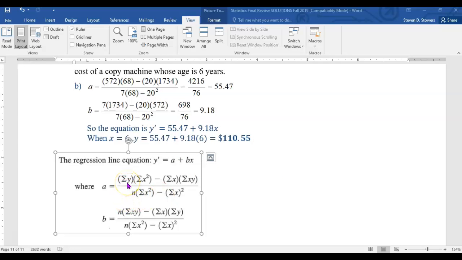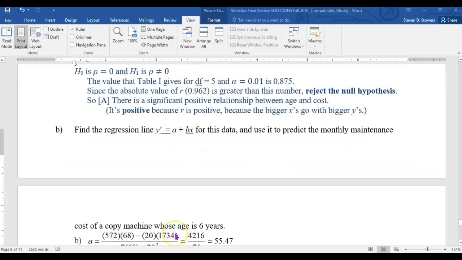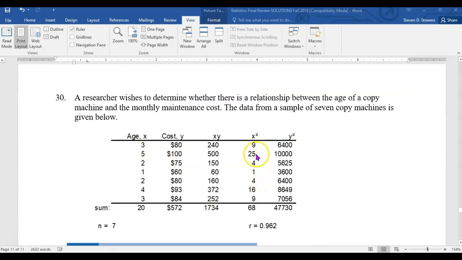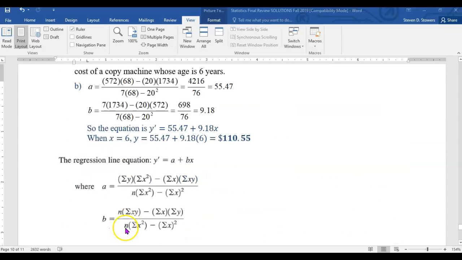So like the sum of the y's was 572. That's what all the y values added up to. And the sum of x squared was 68. And the n in the formula is 7. So A comes out to be 55.47 and B comes out to be 9.18. So the equation is y prime equals A plus bx. Y prime equals 55.47 plus 9.18x.